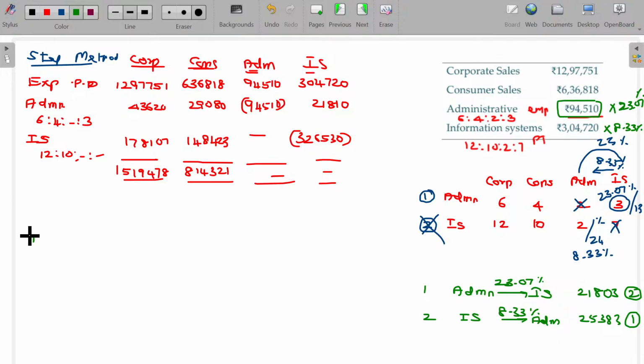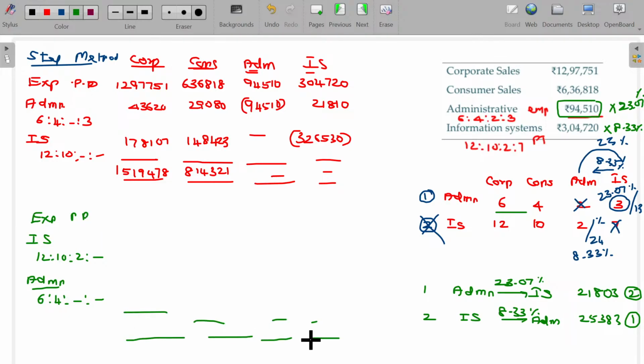So here, IS will be allocated first of all, 12 is to 10 is to 2 is to dash, and then admin should be allocated. While allocating the admin, 6 is to 4 will be taken. Okay, expenses as per primary distribution. I leave this to be solved by yourself. Clear? Here we are not going to answer this. The question is how could you rank this support department other way? So the other way is also ranked.